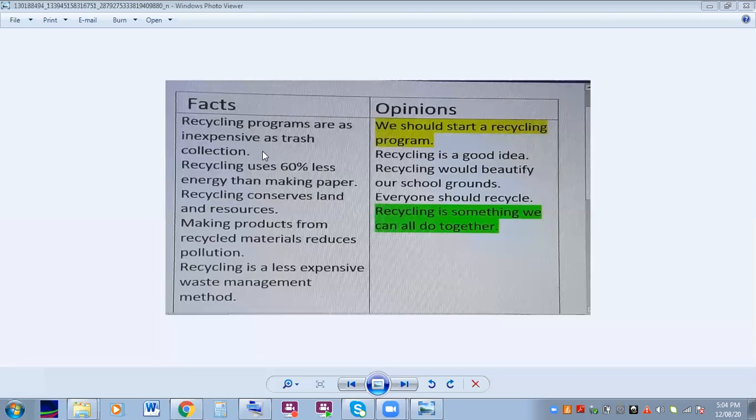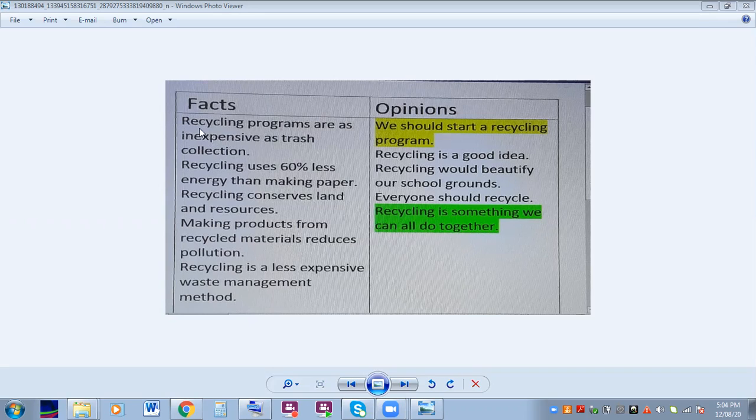Now, on the fact side, when we want to convince somebody, our job, remember, our job writing this persuasive writing is to get our reader to think the way that we think. So we need reasons for our reader to agree with us. We want our reader to think that it's a good idea to start a recycling program and that we should start it. So we have to give reasons that tell why it's a good idea.